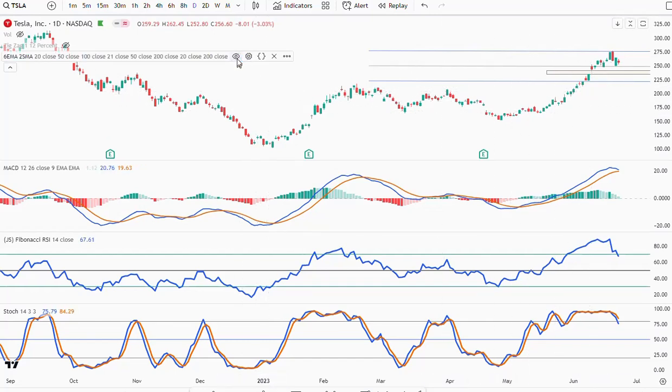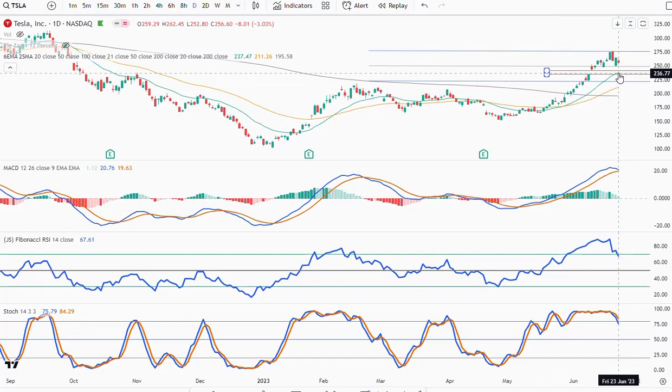If I bring in the moving averages, you'll see that the daily 20 moving average, which is this green line, also happens to be where the gap is. So it's entirely possible for Tesla to pull back, close the gap and test the 20-day moving average. Is that going to cause any technical damage? No, not at all, because the moving averages are still moving higher.